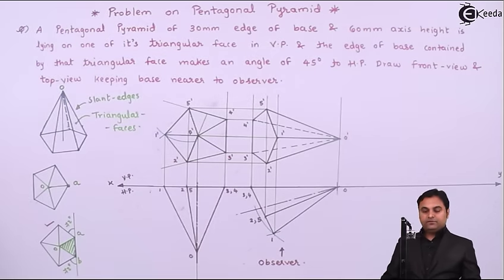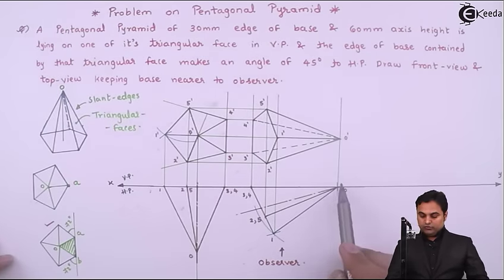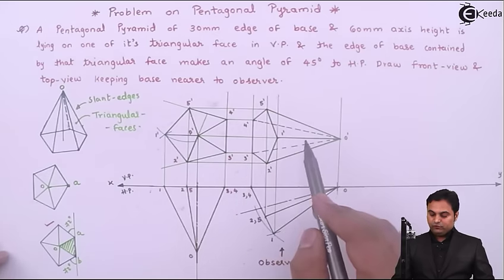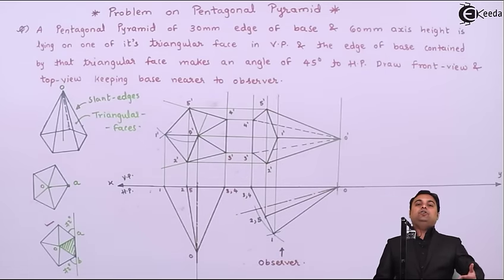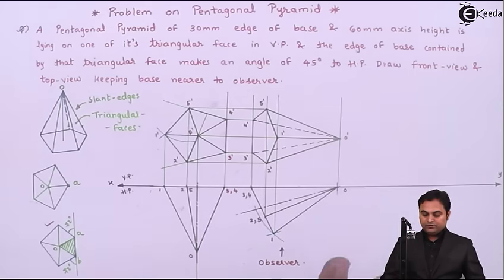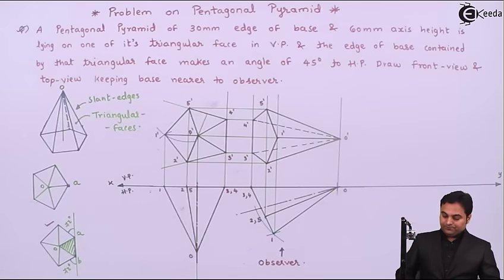So here it means the triangular face on which it is resting, that is O dash 3 dash 4 dash, is going behind the observer. Observer is here fixed, so the triangular face is behind the observer, that is why it is hidden. So this is the second condition.